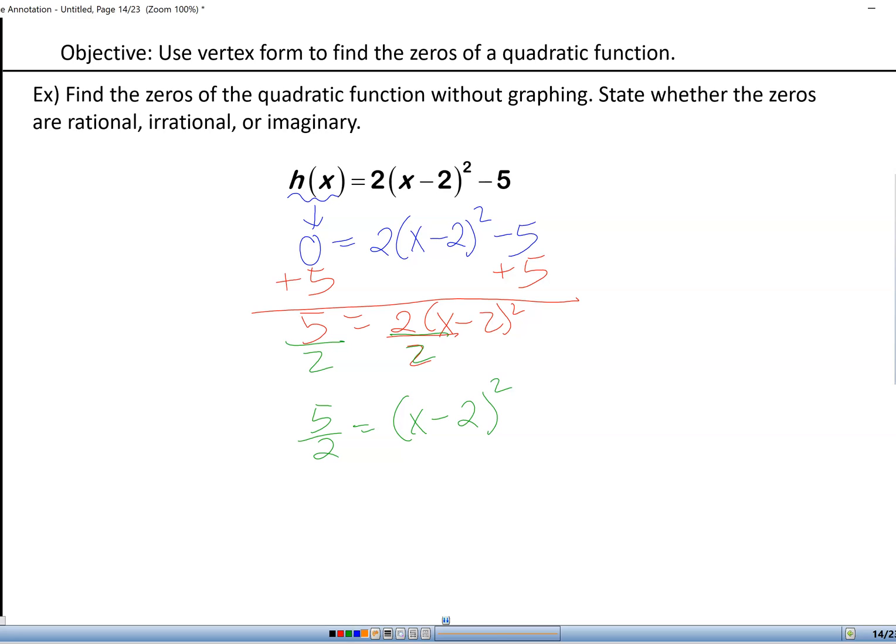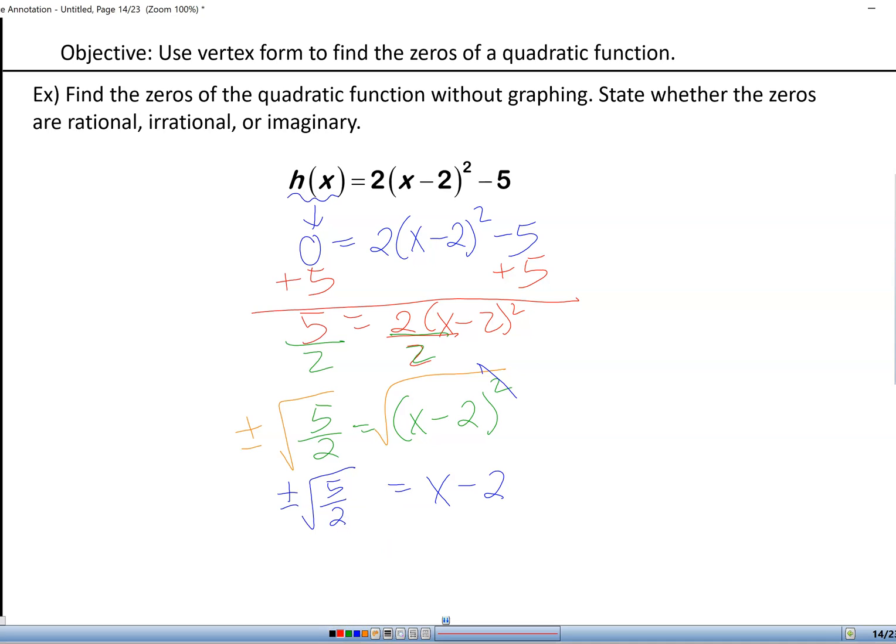All right, so now we're at the point where we have our quantity squared isolated. So now we would be ready to take the square root of both sides, using our square root property. So we have plus or minus the square root of 5/2, and the square root of our quantity squared. So these cancel, and on the right side we have x minus 2. On the left side we have positive and negative square root of 5/2.